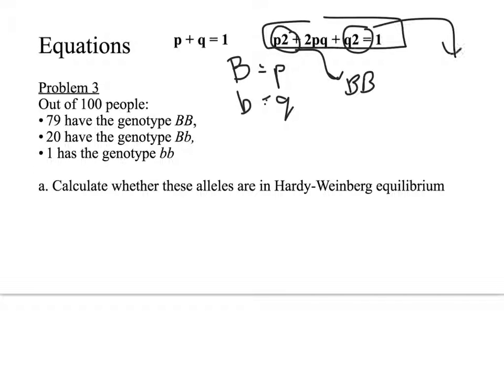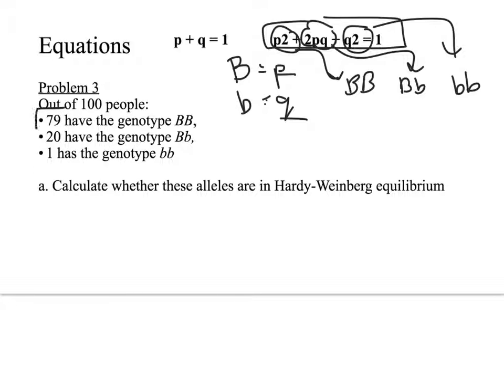This will be represented as lowercase b, and our heterozygous represented as 2PQ in the original Hardy-Weinberg equation. So the thing is, what you're going to try to do first is just count the number of alleles that are present in terms of big B and in terms of little b, so that you can actually calculate P and Q. How do you do this?